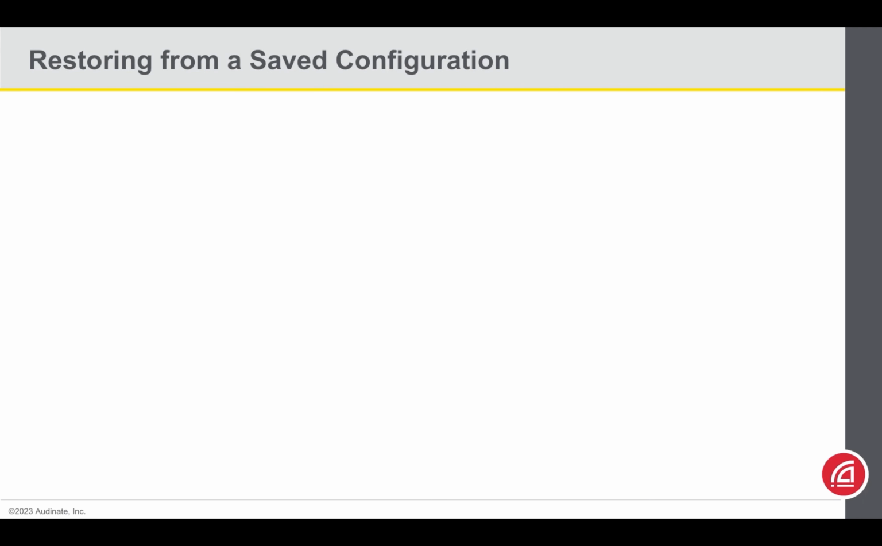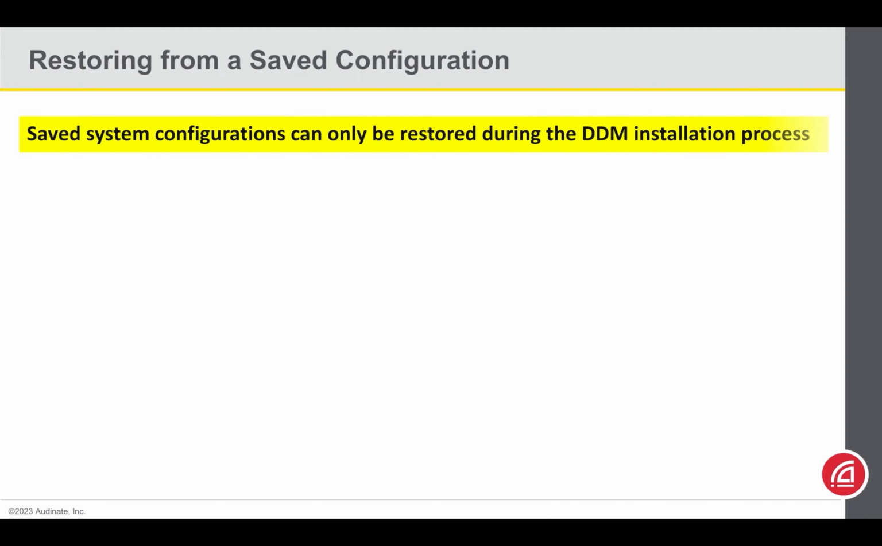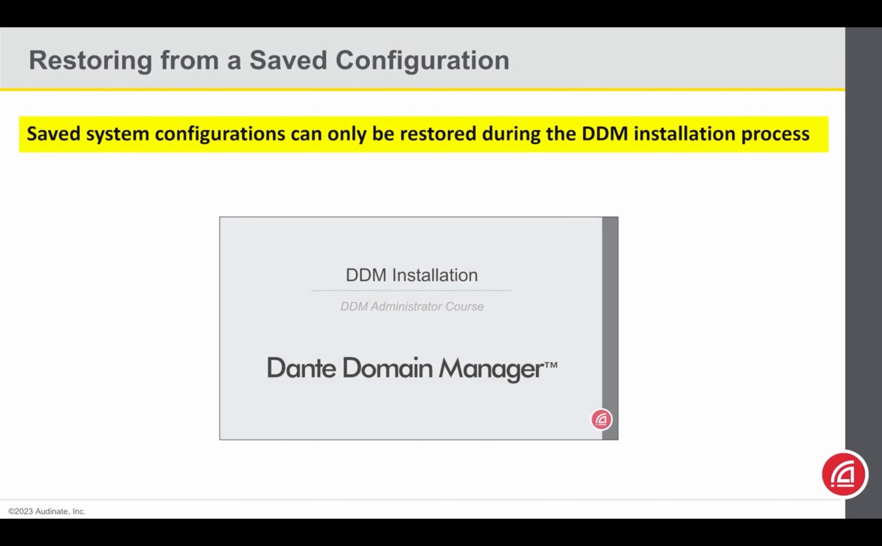This is useful for a wide range of things from virtualization platform or server hardware failures to routine upgrades and maintenance. To restore a DDM server from a saved configuration, you will need to start with a fresh installation. Note that you cannot restore a saved configuration once DDM has been fully installed. Now would be a good time to go back and review our chapter on DDM installation.